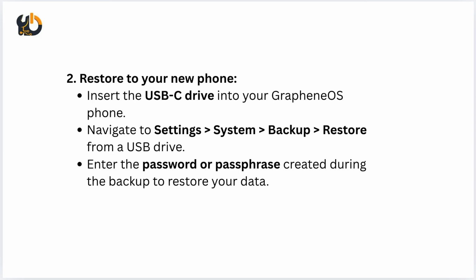Then the second one is restore to your new phone. Insert the USB-C drive into your GrapheneOS phone. Then navigate to Settings, System, Backup, Restore from a USB drive. Enter the password or passphrase created during the backup to restore your data.